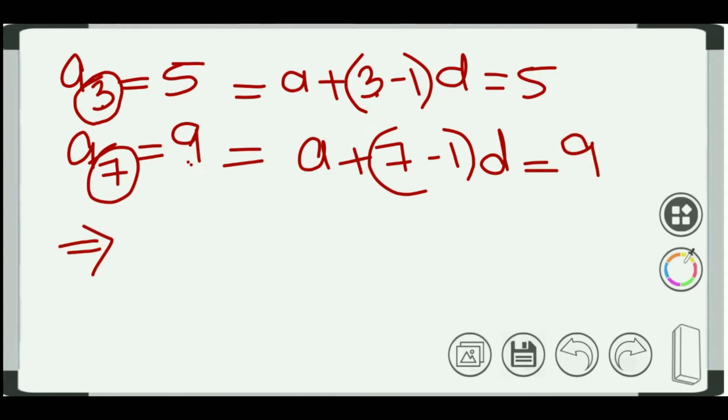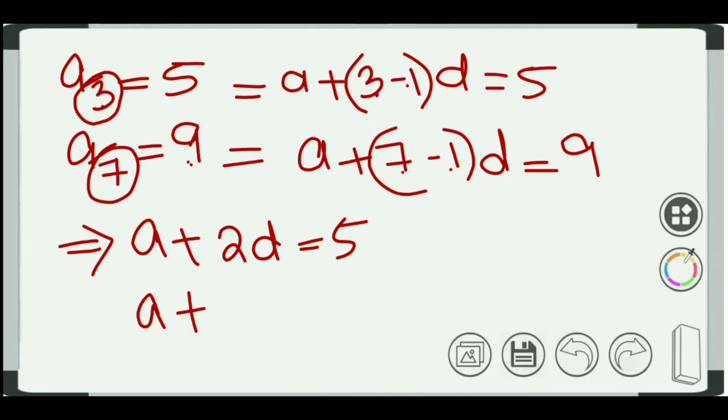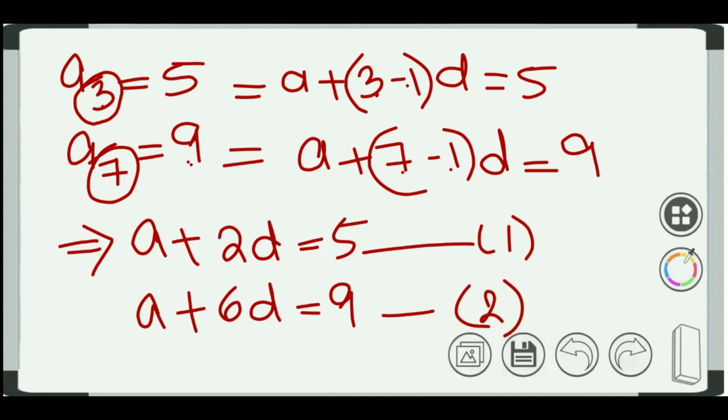Now, a plus 3 minus 1, 2d equal to 5. Second one, a plus 7 minus 1, 6d equal to 9. So you got two equations. This is similar to your linear equations in two variables, right? Instead of x plus y, here it is a and d, that is the only difference. x plus y is replaced by a and d. So now you can find the value of a and d by using the elimination method.